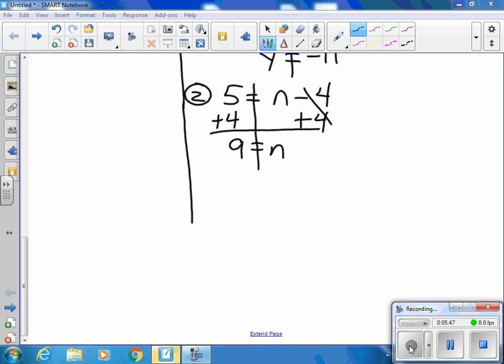Now at this point you can stop right there because you've answered the question. Some of you don't like having the variable on the right-hand side, so if you want to reverse it and write n equals 9, then you certainly can. I don't penalize you for either one.